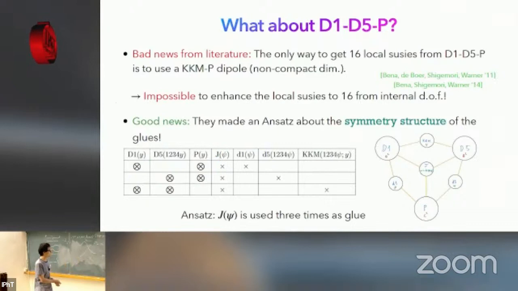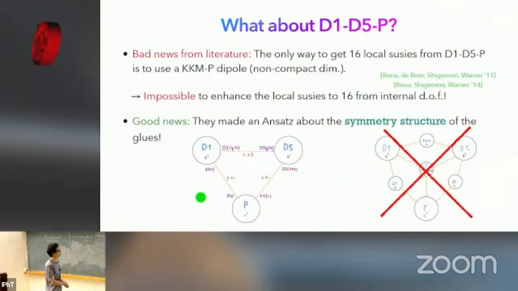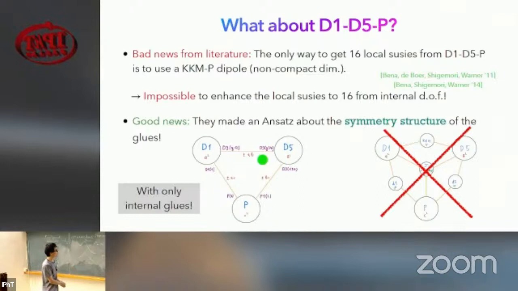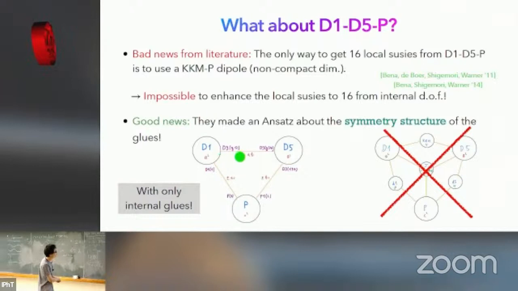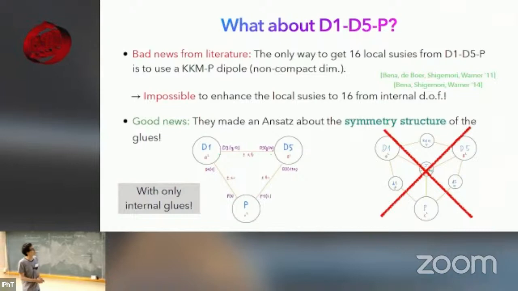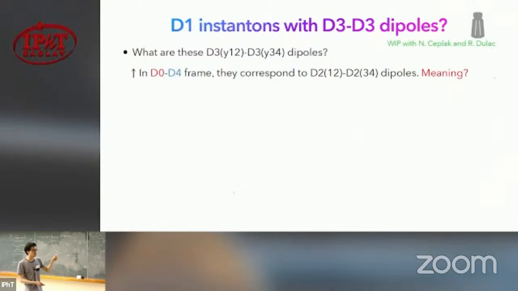And so this defines for you a kind of symmetry structure where you have this glue that is at the center of your diagram. And it turns out that you can take another ansatz about the symmetry structure, which doesn't have the same symmetry. And with that, you can see that there's only internal glues, and it works. But maybe you can't really see it, but here I have a D3 along Y and 1, 2, and a D3 along Y and 3, 4. What are those glues? So this is really the grain of salt slide. Maybe some instanton with the D0, with the D3, D3 dipoles.